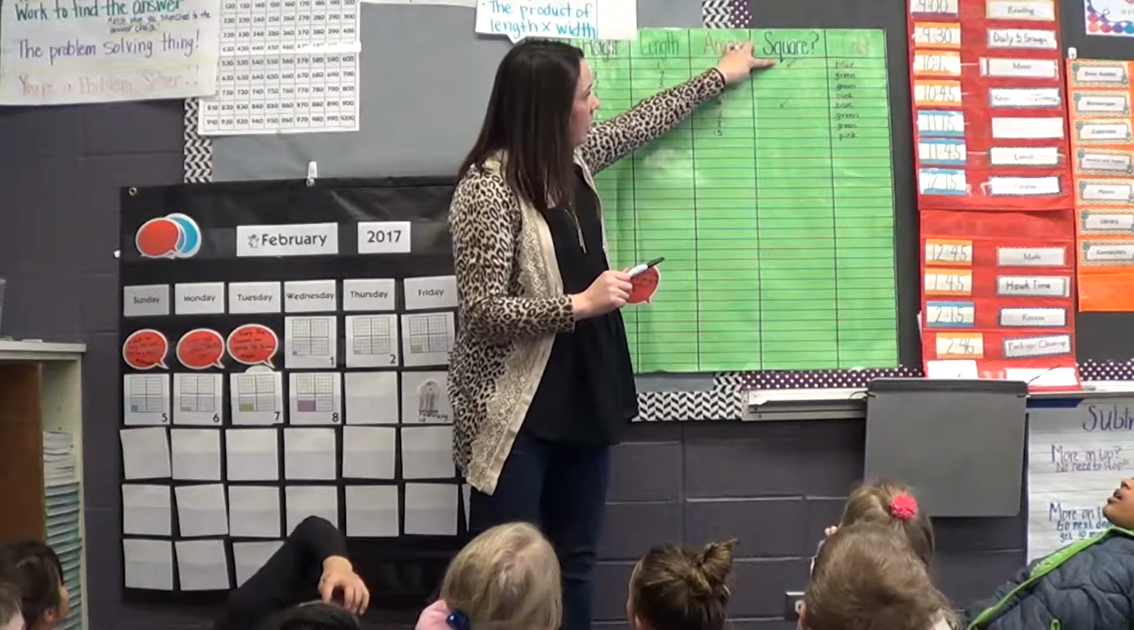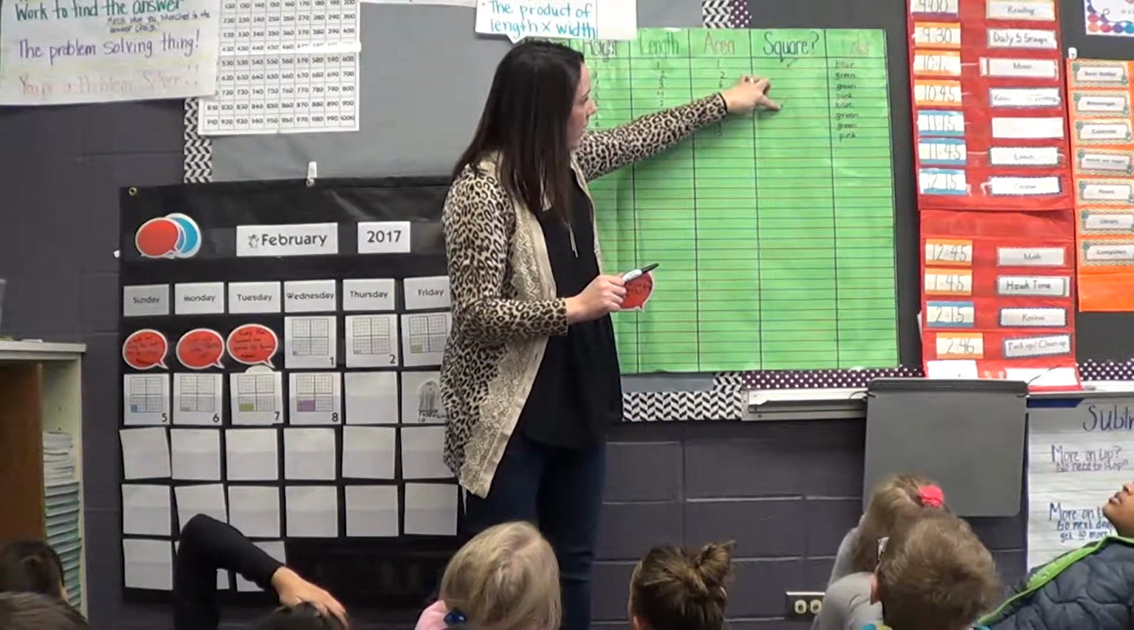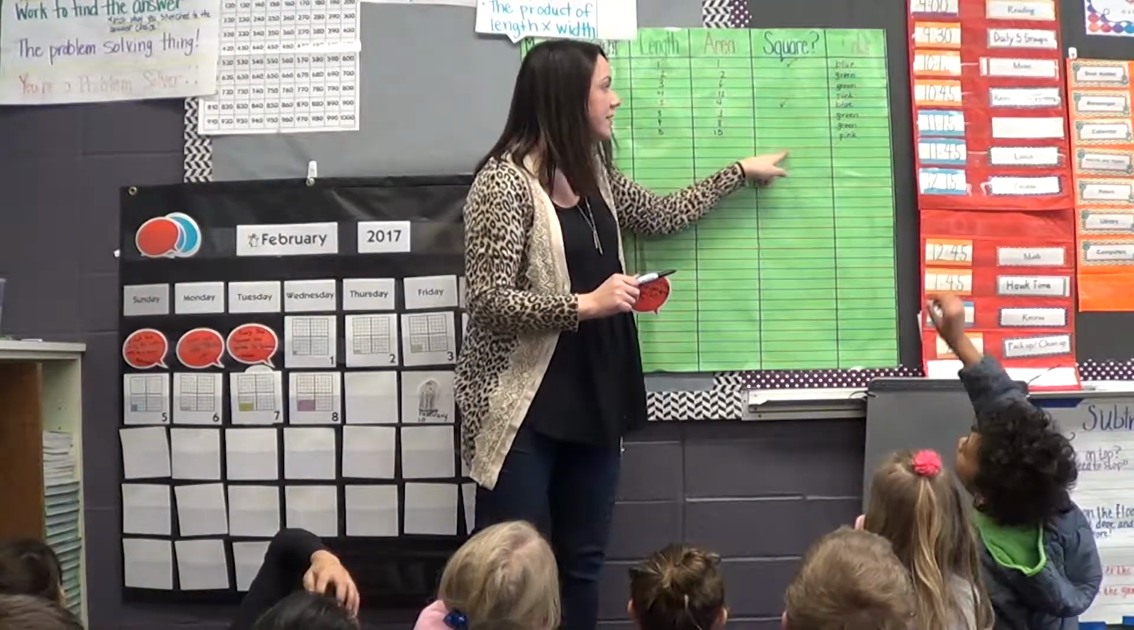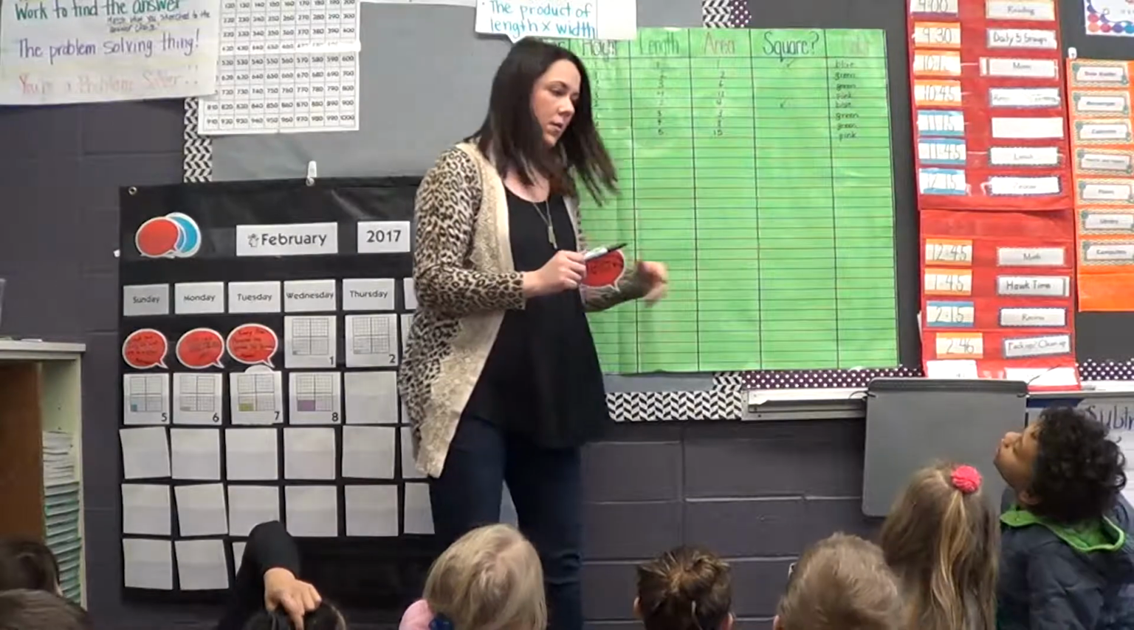And if we have a square here, no square, no square, no square, square, no square, no square, no square, square. So if it's a square, what color is it going to be? Blue. All right.